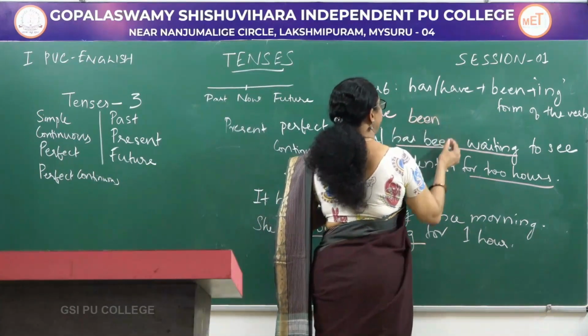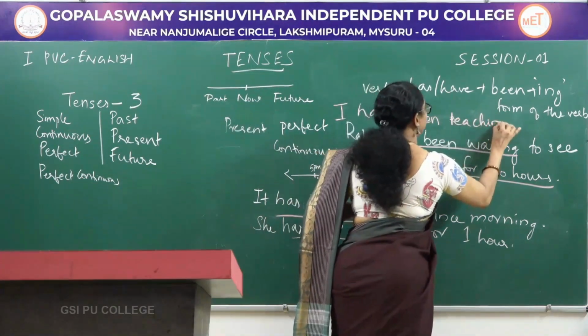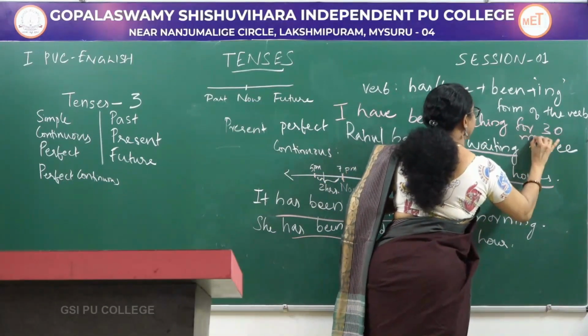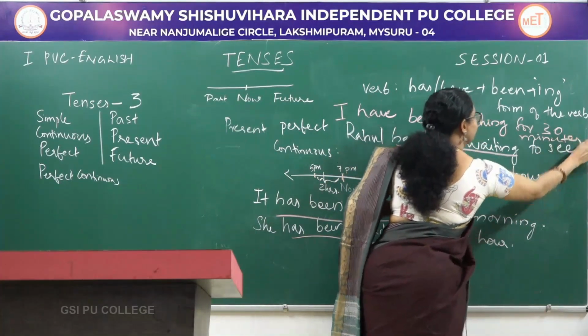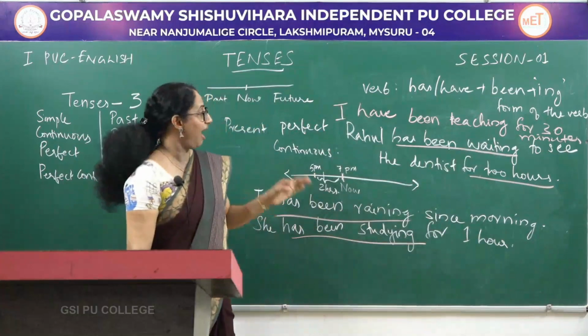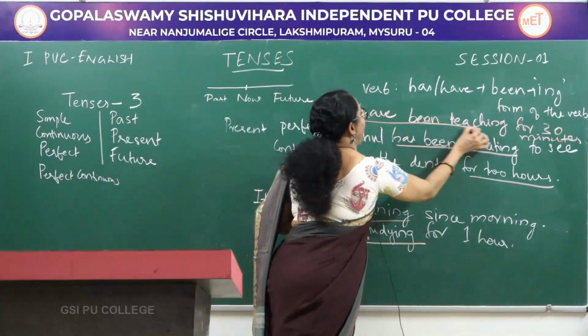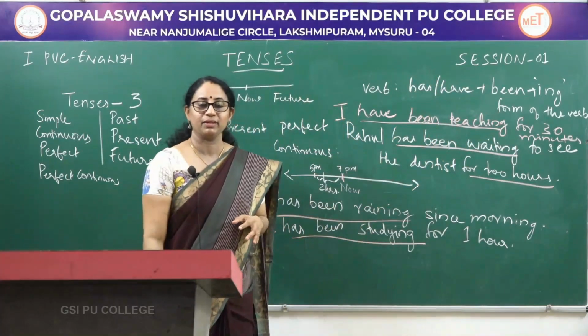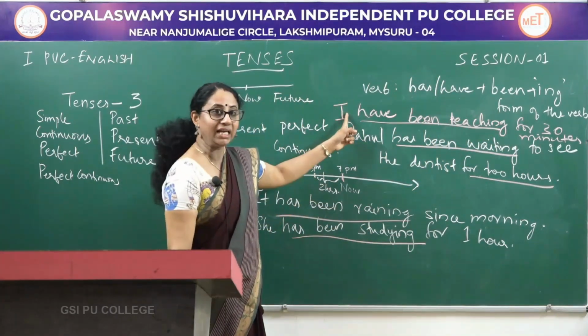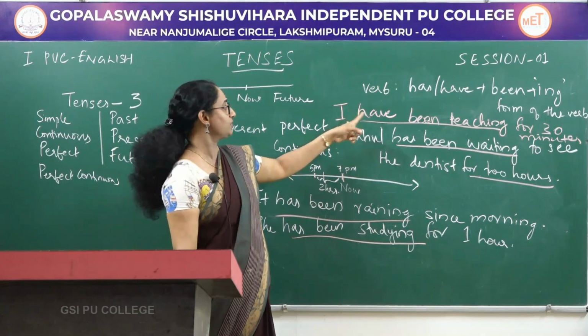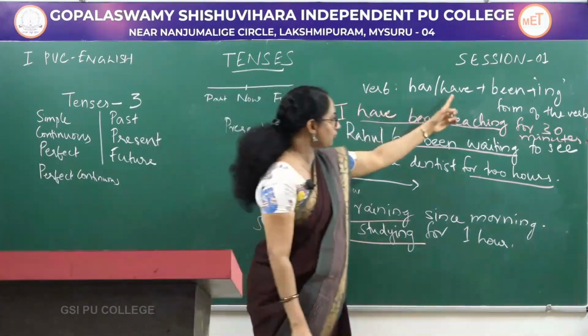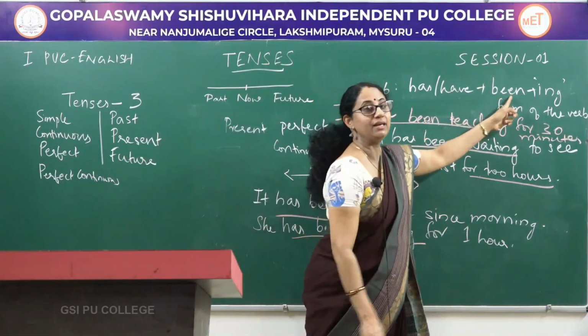I have been teaching for 30 minutes. Just see the example. I have been teaching for 30 minutes. See here, have been teaching. Okay, since I is used, a plural subject is used, I have to use have. So, has or have plus been.